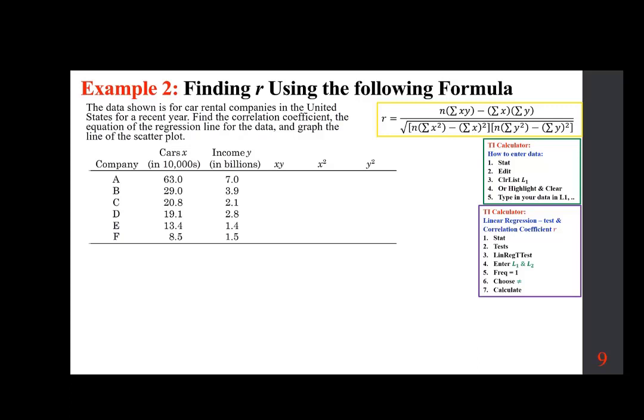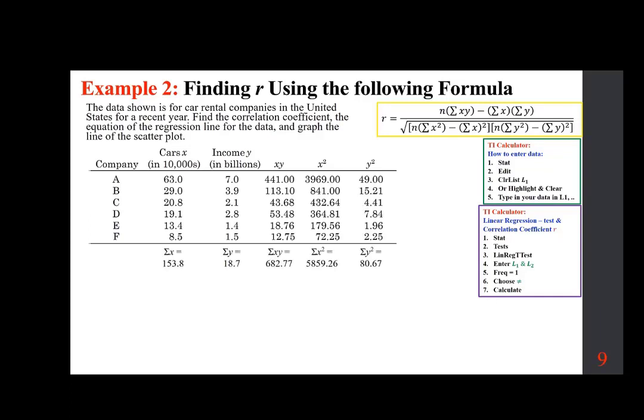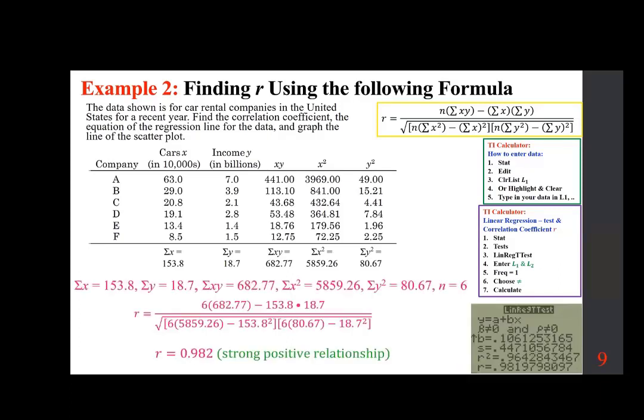By the way, we had done this before, just to refresh your memory. Add up the x columns, the y columns, then multiply x by y, square x, square y, add them up. So that's what we get for those columns. And so add them up, put it into the R formula, and you probably remember that. R is 0.982, it's a strong positive relationship. Needless to say, this is normally done by technology. We have the answer here, okay?